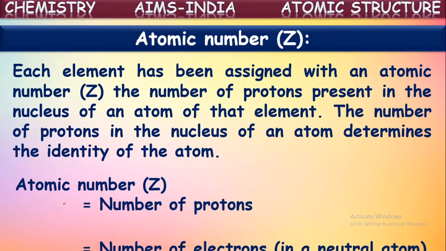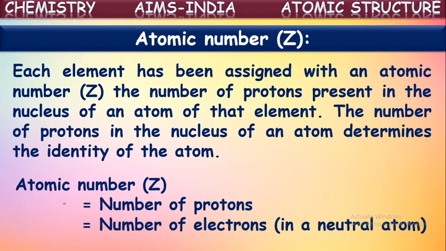For neutral atoms, number of protons is also equal to number of electrons, because the total number of positive charges is equal to the total number of negative charges, that is electrons, in a neutral atom. So the atomic number is also equal to number of electrons in the case of neutral atoms, but it is always equal to number of protons.